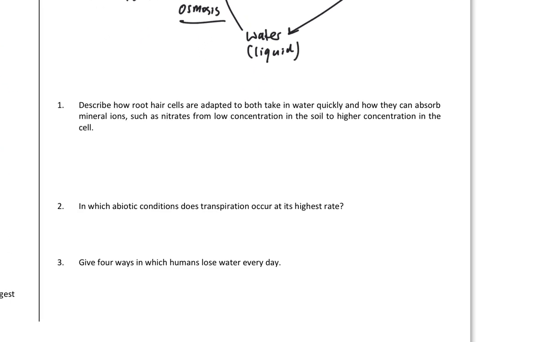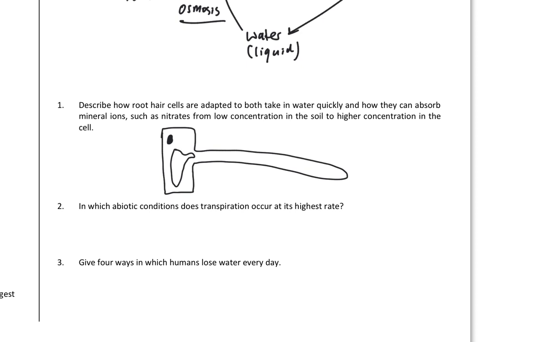Number 1, describe how root hair cells are adapted to take in water quickly and how they can absorb mineral ions such as nitrates from a low concentration in the soil to a high concentration. So if we drew a root hair cell, they have this large surface area. So this is one cell on the outside of the root. It has a nucleus, it has a vacuole, and this is the soil out here, and water is going to be moving in by osmosis, and it's quick because there's a high surface area due to the projection of the root.